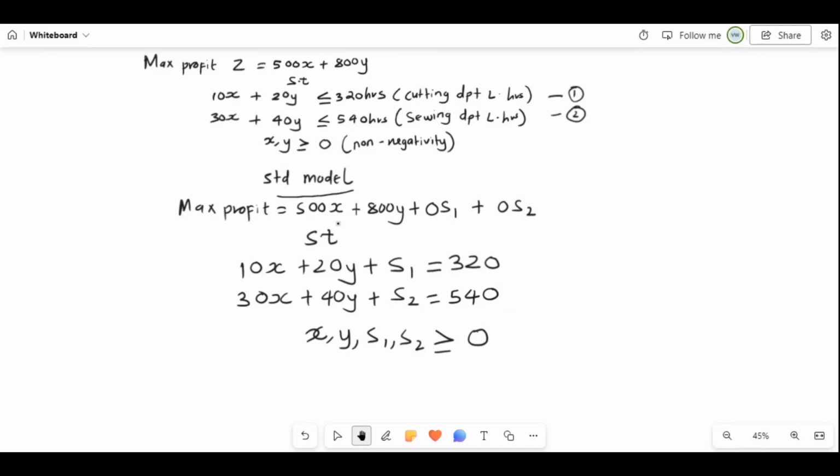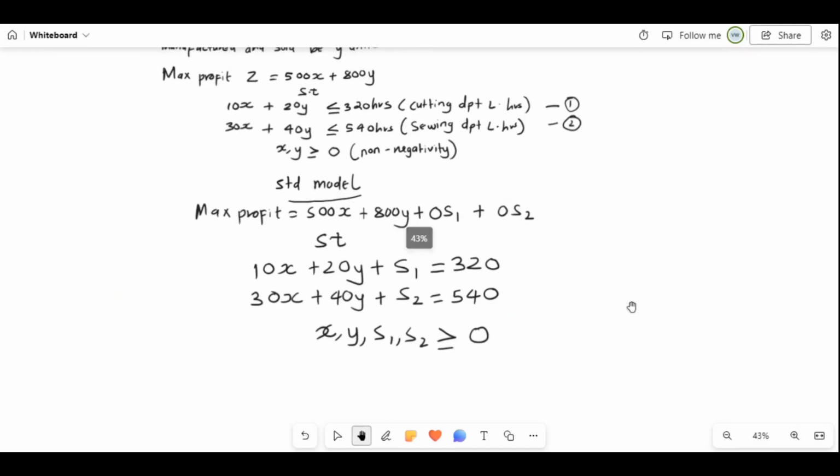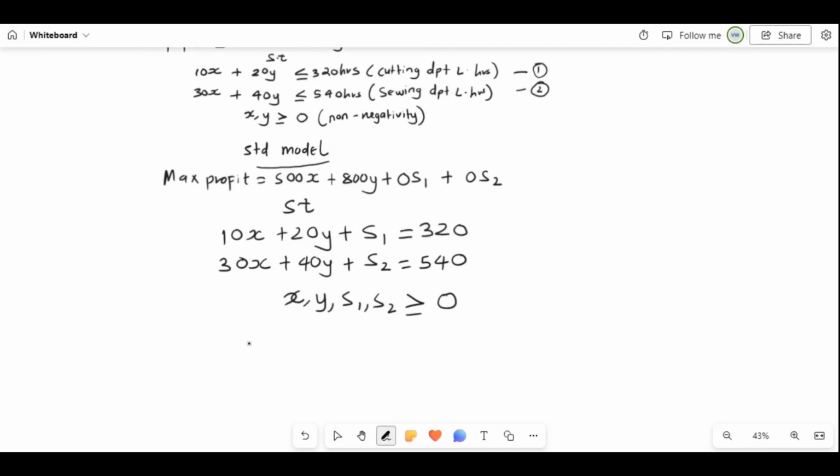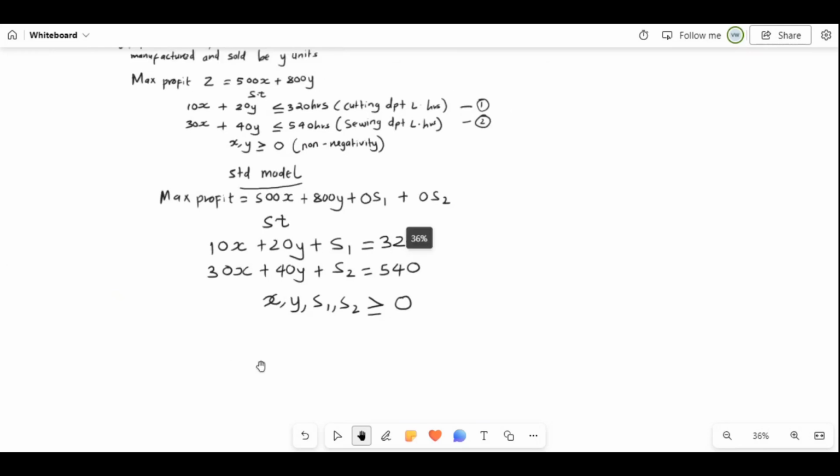Once you've developed the standard model, from this standard model now we develop the initial tableau. When we say the initial tableau, we have to draw the first table for our simplex problem. And the good thing about the initial tableau is that we'll just take our variables and their coefficients as they are and make them part of our first tableau. So how do we draw the initial tableau?